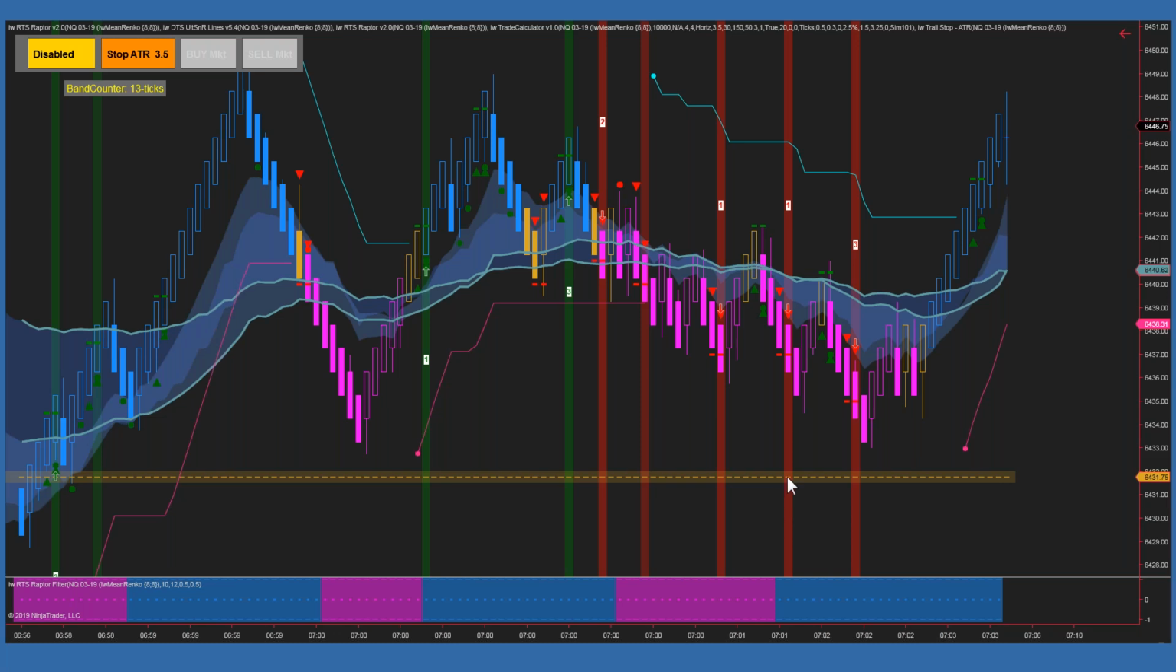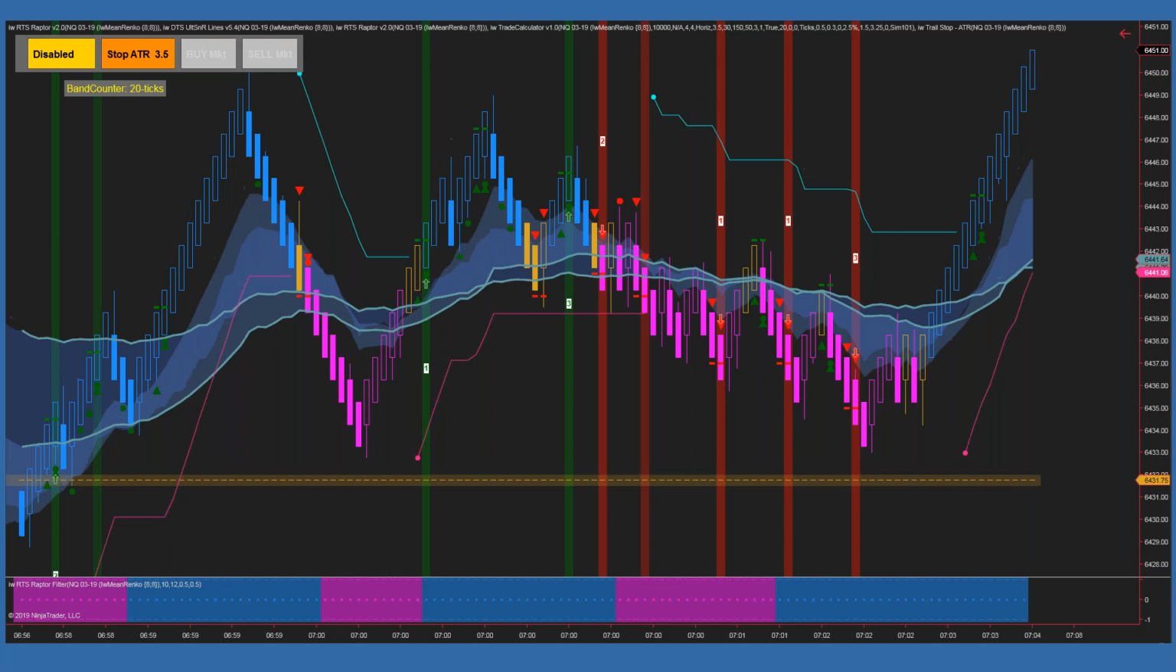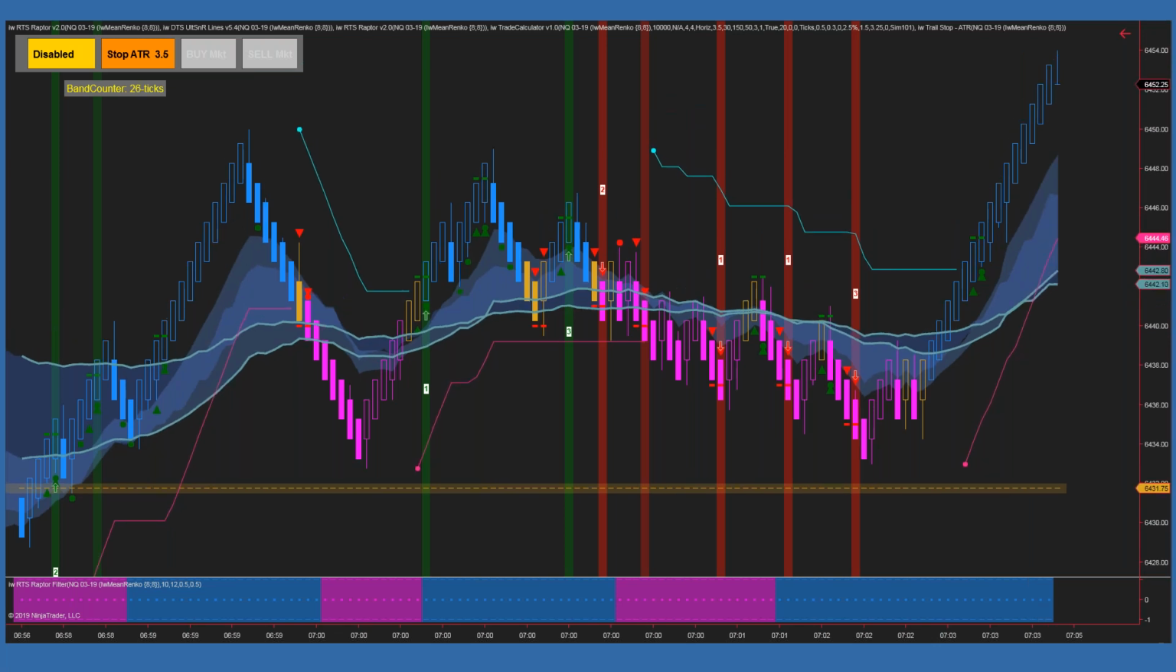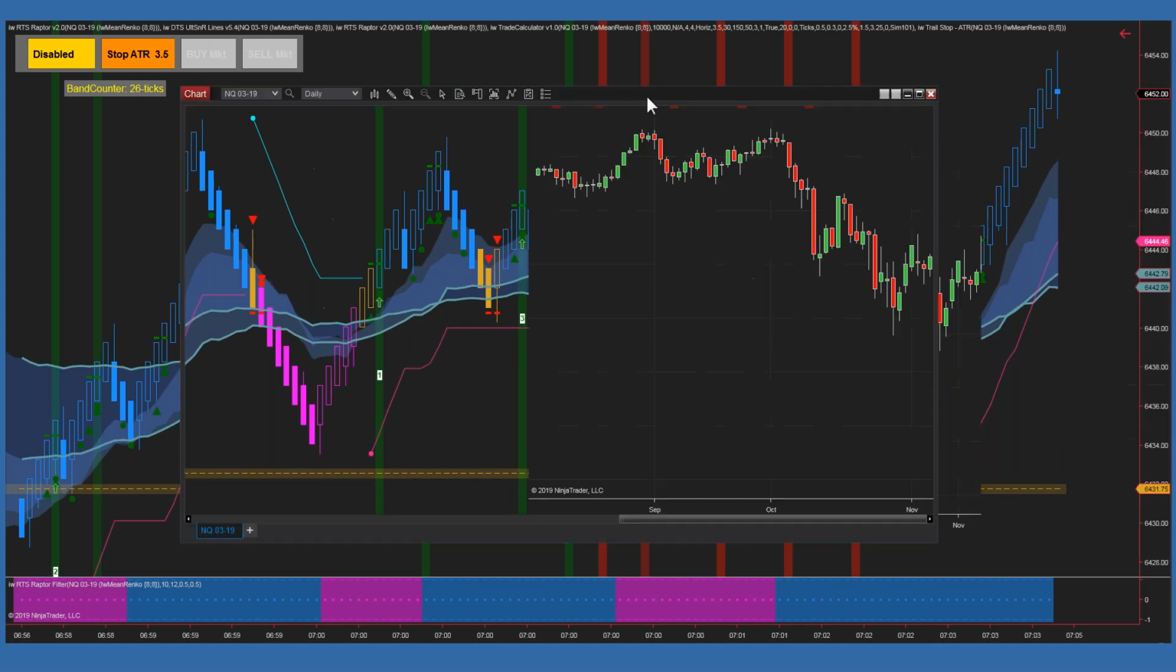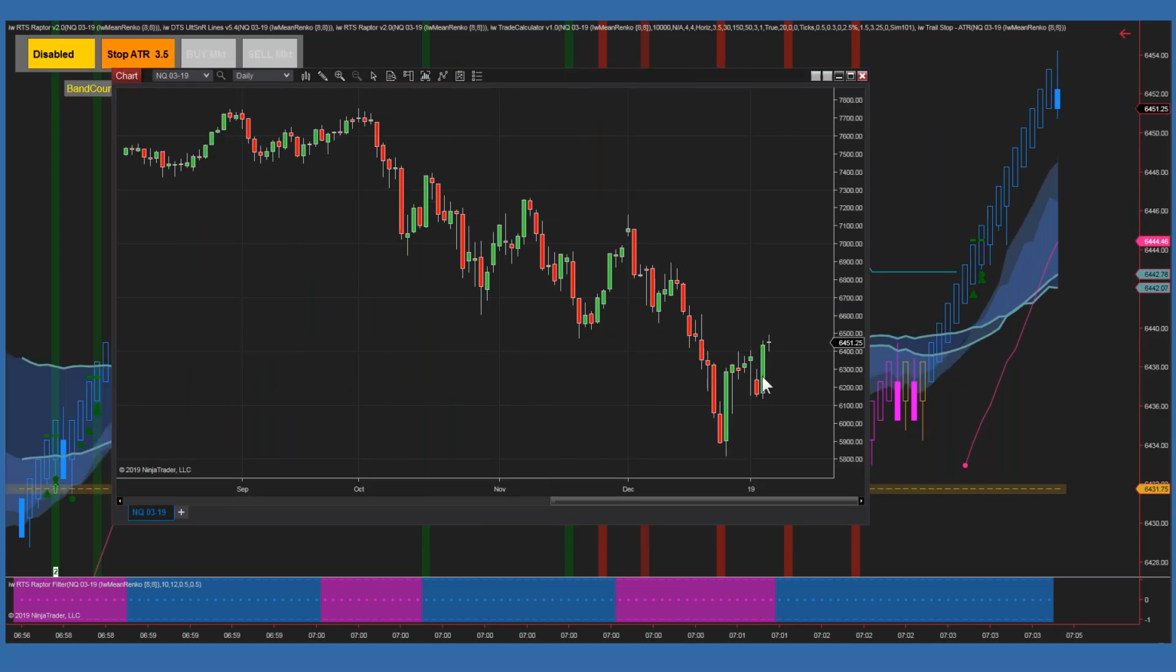But if you can train yourself to do that, you'll find that you will avoid a lot of these bad signals. Another good tool to avoiding the sideways mess is to sometimes have a different perspective on the market. Here's that daily chart again. The daily chart can give you a little bit of a bias.